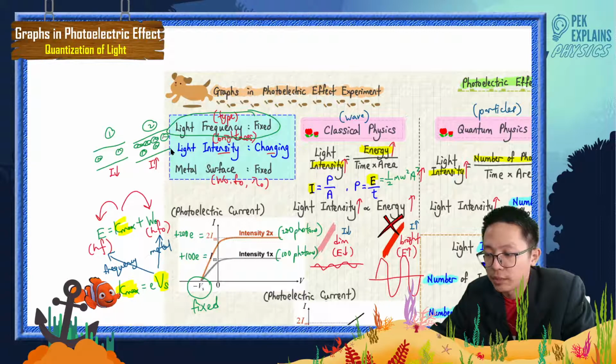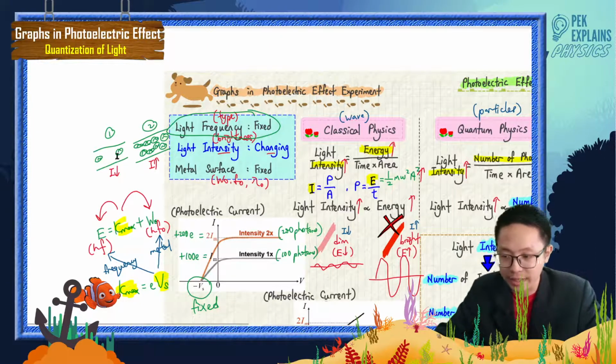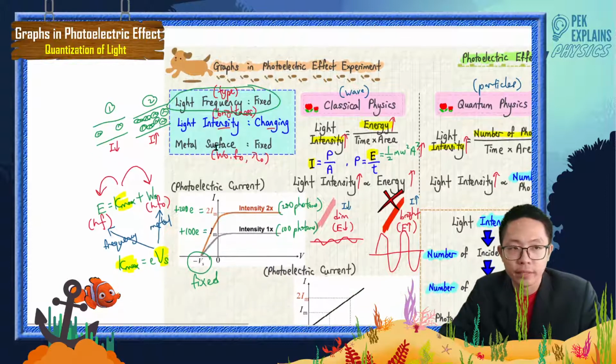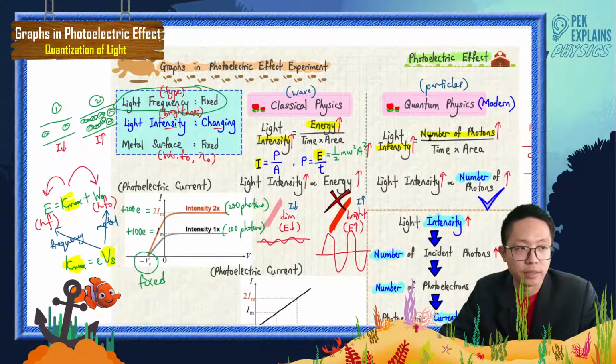It ejects more electrons. High intensity, but still green light. Same type of light because we fix the frequency. This is low intensity, high intensity, about the number of photons.